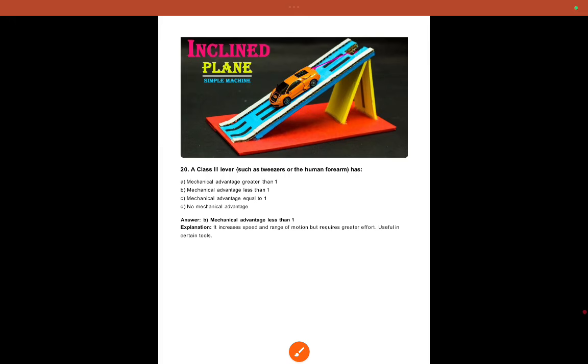And here, question number 20. In class 3 levers such as tweezers or the human forearm, what we have is about mechanical advantage: greater than 1? No. Mechanical advantage equal to 1? No. No mechanical advantage? No, this is also wrong. So your answer is mechanical advantage less than 1. It increases speed and range of motion but requires greater effort, as in certain tools. So your answer is mechanical advantage less than 1 in class 3 levers.